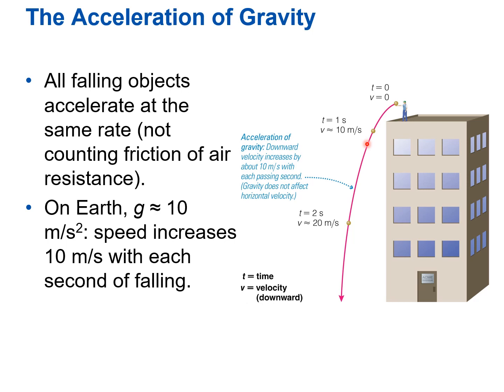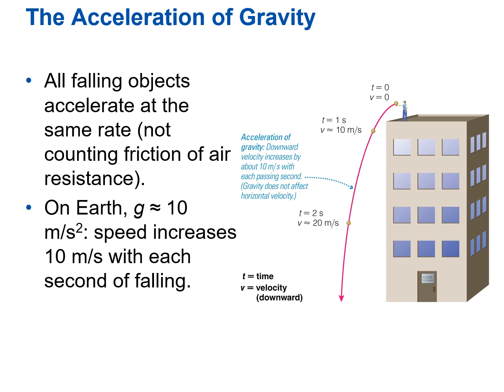1 second later, it's moving at 10 meters per second. That's the idea of acceleration of 10 meters per second per second. Every second that goes by, it'll gain another 10 meters per second. Assuming it has a great distance to fall, after 2 seconds, it'll gain another 10 meters per second, so it's up at 20. After 3 seconds, it'll be going at 30 meters per second. And again, every second that it falls, it gains another 10 meters per second.